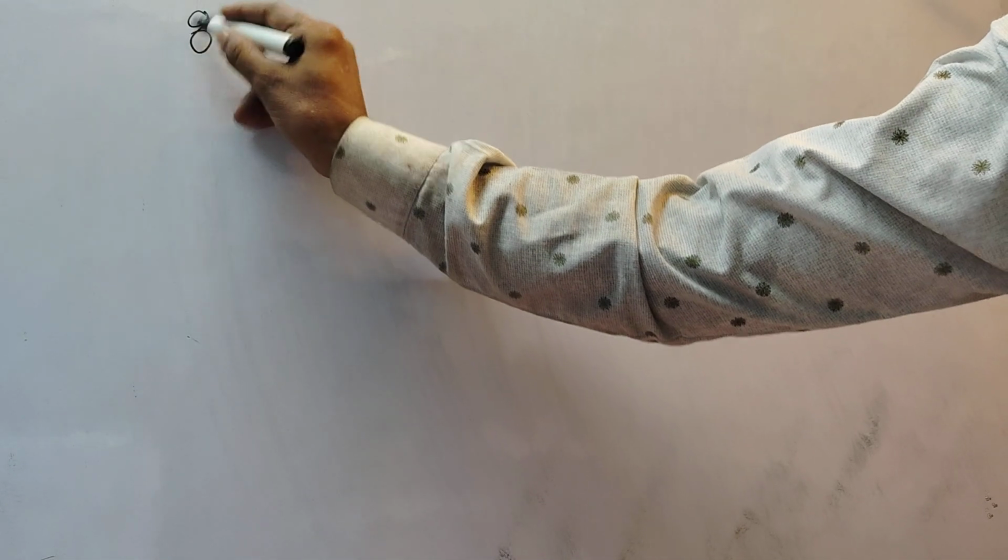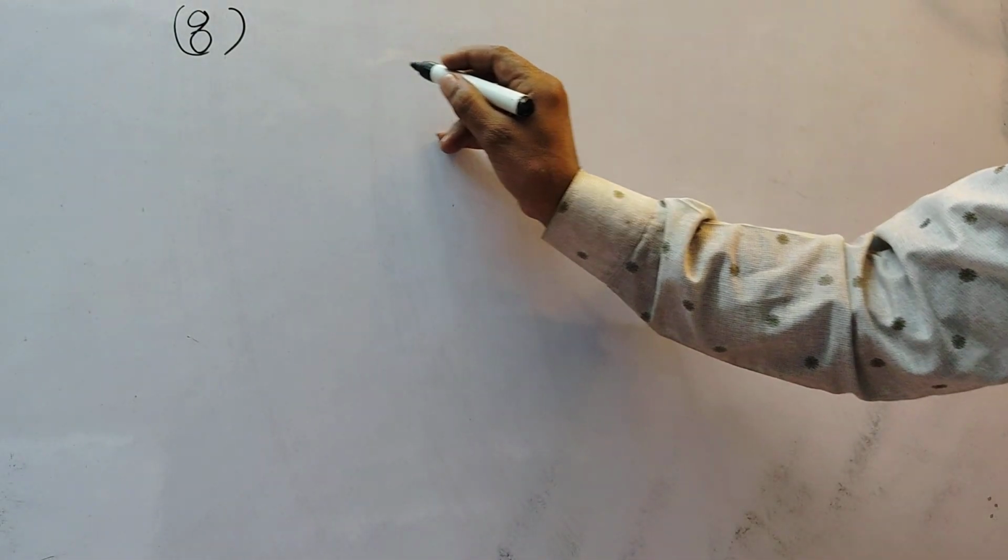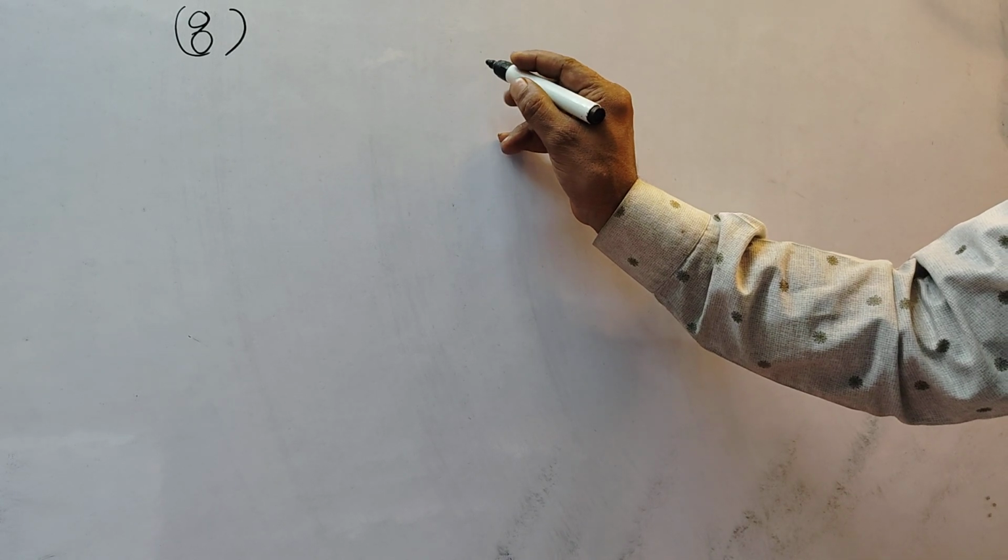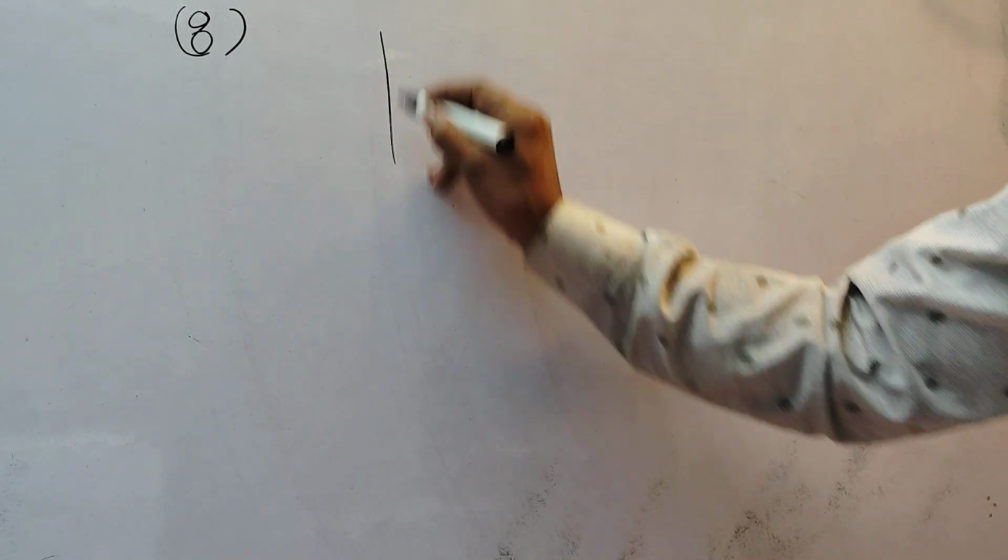Now question number 8. Find the missing number if a certain rule is followed either row wise or column wise. So there is again a 3 by 3 table.